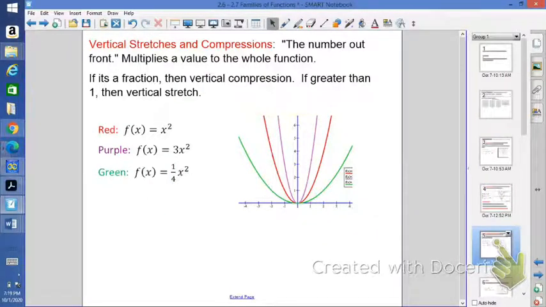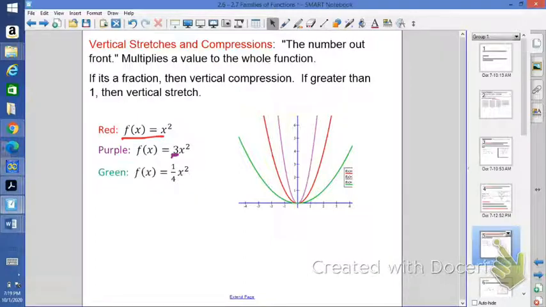Alright, next up is vertical stretches and compressions. Alright, so this is another type of transformation. And this is the number out front. It multiplies the value to the whole function. Right, so here's our parent, and then in purple, right, we have f of x equaling 3x cubed. So this 3 out in front is an example of a vertical stretch.